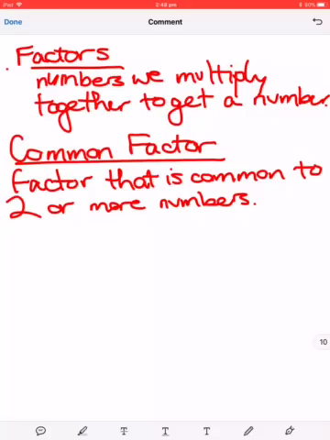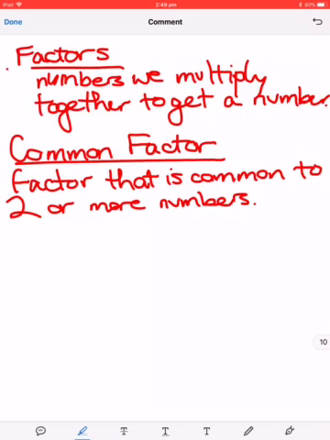This is a video on how we do a bit more hard factorising. So I'm just going to go through some examples, but first let's talk about a refresh on what's a factor. It's all about factorising. So factors are just numbers that we multiply together to get another number.